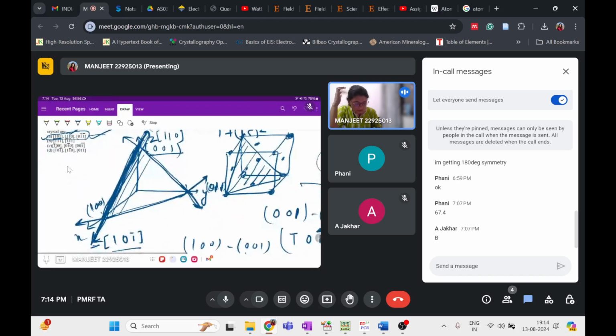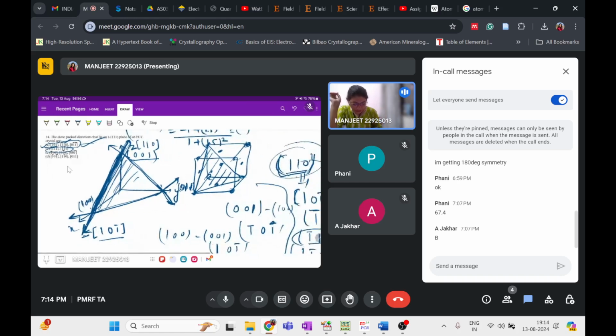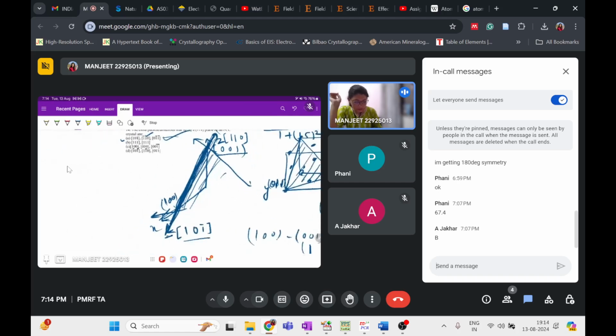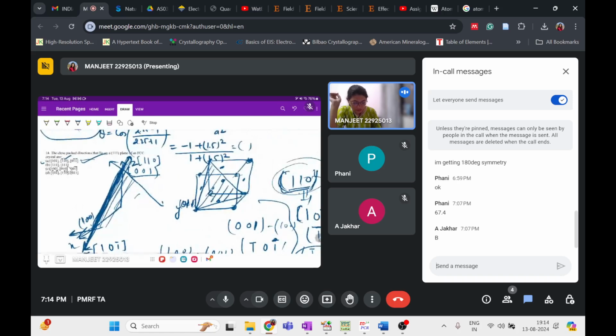Another case is the one direction. No, that direction will be the body diagonal one, that is not closely packed. We have the plane, this one, which comes out perpendicular from the origin, so this can't be possible. Another one is only in the x direction or in the y direction or in the z direction. No, this also can't be possible because we are talking about this 1 1 0 plane. So this is not solvable.